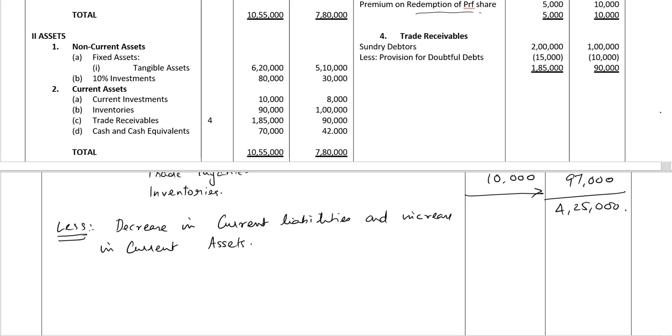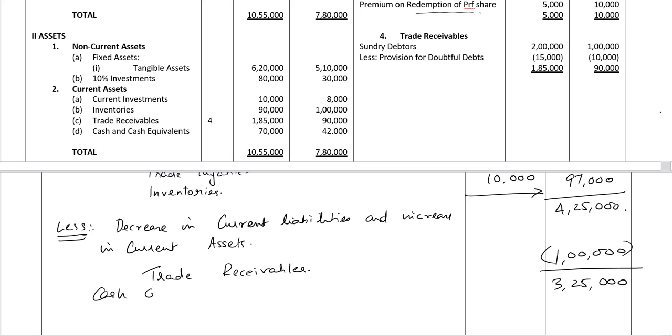So the opening balance in this case will be 1 lakh opening balance and closing balance 2 lakh. So trade receivables or sundry debtors has increased from 1 lakh to rupees 2 lakh. So we will deduct rupees 1 lakh difference, 3,25,000 rupees. So this is the cash generated from operations.